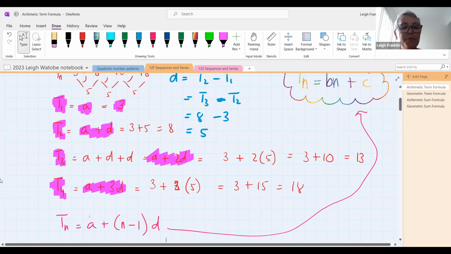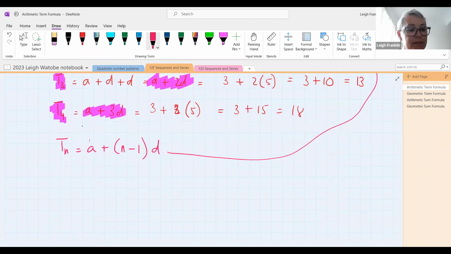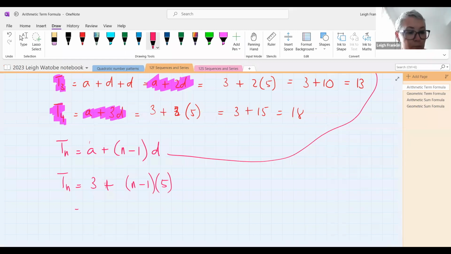So if I work out the nth term for my particular pattern, what I would do is this. Tn equals, remember the first term was 3, plus (n minus 1), and my difference was 5. So my 3 is a separate term. It comes down to the next line, and now I'm going to distribute. So 5 times n is 5n, and 5 times negative 1 is minus 5. I'm not allowed to leave it like that. Okay, I've got to simplify.